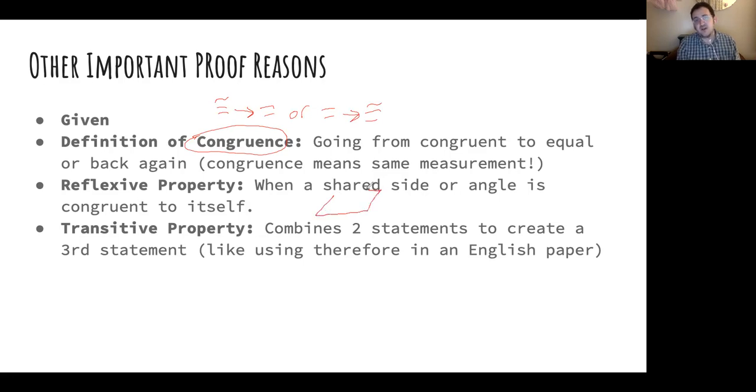The reflexive property is used when we have a shared side or angle. So maybe I have A, B, C, D, and I could actually say that AC is congruent to AC. And then the transitive property combines two statements to create a third statement. So for example, I could have a situation where I have congruent sides.